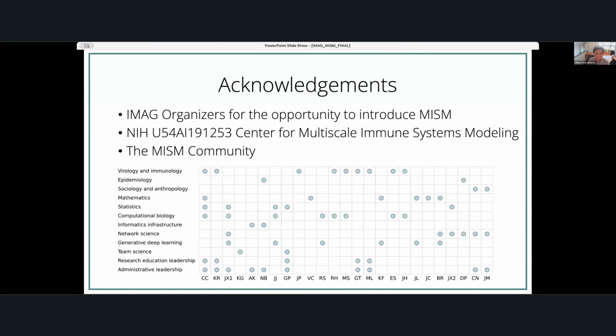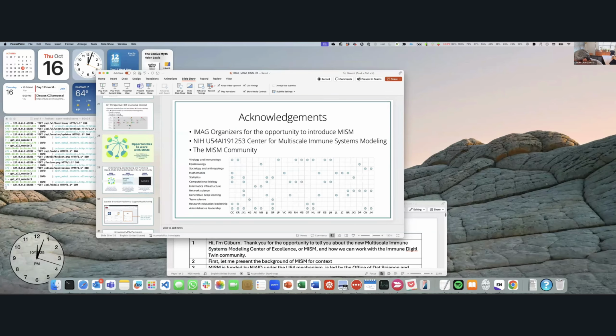And yeah, we'd like to thank again IMEC organizers for the opportunity to introduce MISM, NIH, of course, for funding this. Actually, that's the wrong fund code. And the big MISM community, which you can see covers lots of areas and is growing. This is largely the community that helped put the grant together, but over the next 5 years, we expect and hope to grow the community to include many more people outside the research triangle. Thank you.